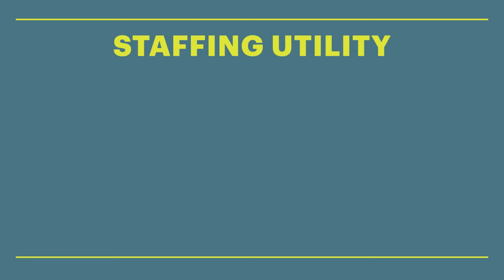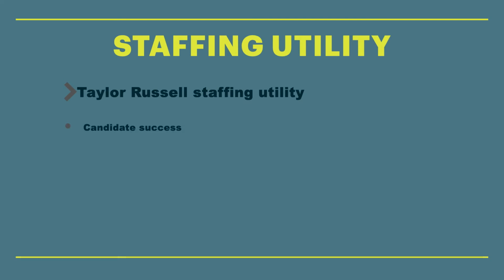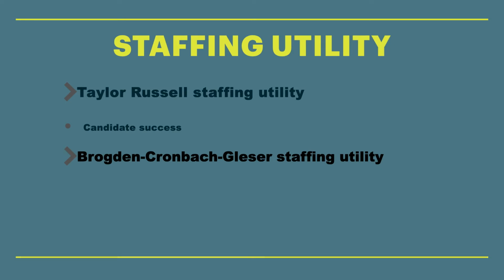In order to ensure we are hiring the best personnel for the job, I propose we use a staffing calculation. This will allow us to measure if we're gaining a quality candidate and one that will have an impact on the company, worth the value we pay for them. We can use the Taylor-Russell method to determine how successful a particular candidate will be. Then we can follow that up with the Brogden, Cronbach, and Gleser staffing utility to measure the strength of our selection process.